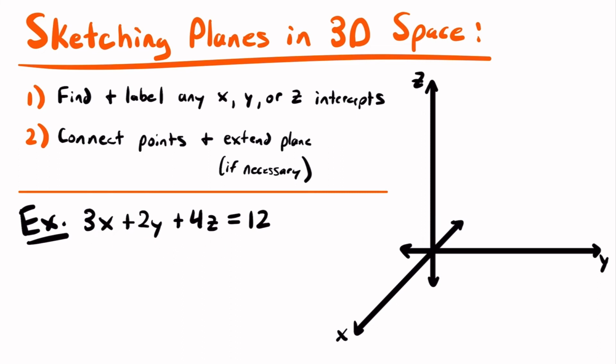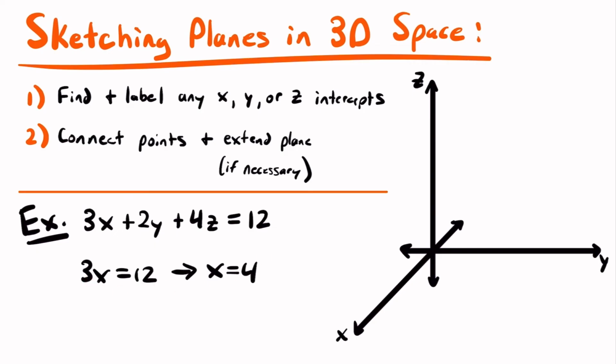And that's pretty simple to solve, because if we set y and z equal to 0, notice that those 2 terms will just be eliminated from the equation. Anything times 0 is 0, so 2 times 0 is 0, and 4 times 0 is 0. So these 2 terms would be eliminated, and we would just be left with 3x equal to 12. And so then to solve for x, we divide both sides by 3, and we find that x is equal to 4.